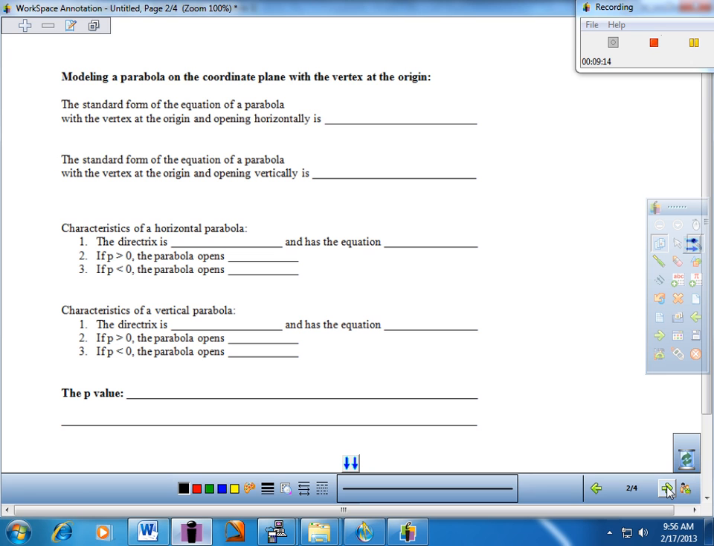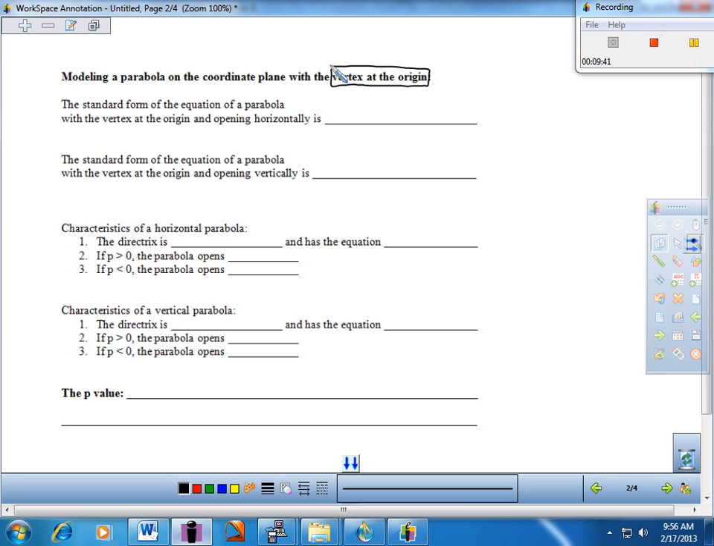Now what we're going to do, of course, is throw this thing on the coordinate plane. Let's go ahead and see the interplay between the geometry and the algebra. So first order of business, day one usually starts out relatively easy with the algebra. And so in this case, everybody, it says modeling a parabola on the coordinate plane. And here's the key if you can box this up.